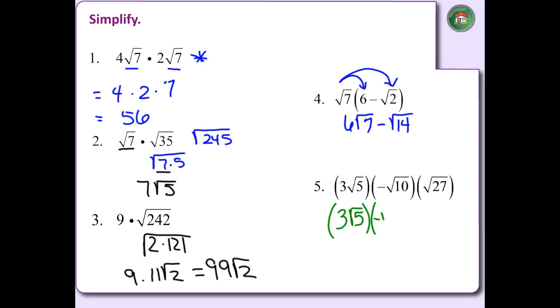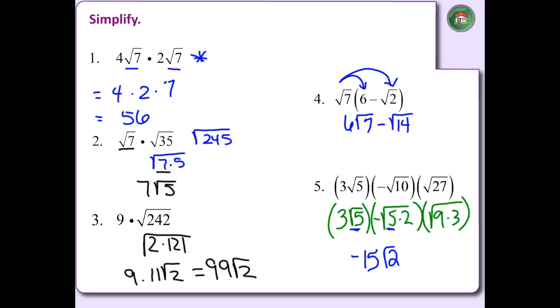Now, what would be the best way? What factors would be the best set of factors to use for 10? Yep, it'd have to be 5 times 2. And then over here, when we've got 27, we're going to do 9 times 3. All right, and when I look here then, wow, this square root of 5 times that square root of 5 is going to take it out of the house. And then 5 times 3, negative 15, root 2.